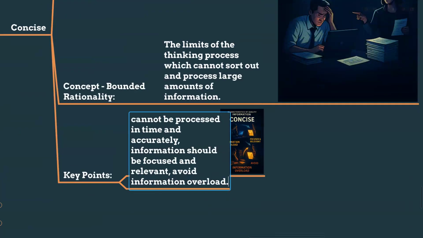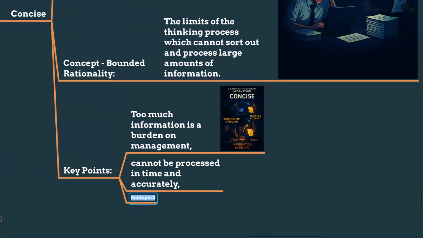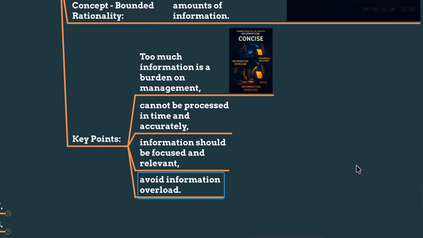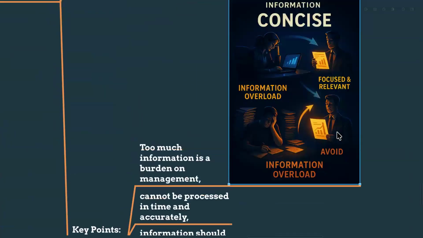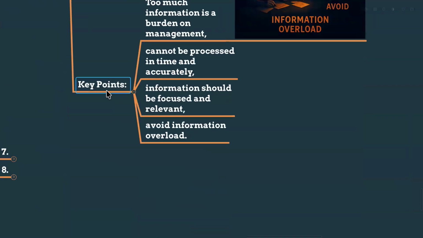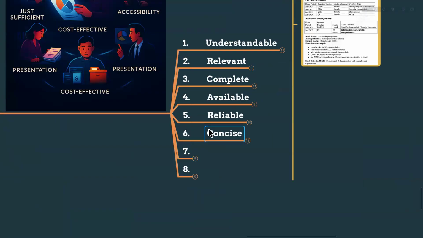When you are preparing reports, don't give irrelevant information that cannot be processed in time and accurately. Information should be focused and relevant. Please avoid information overload, right? We have to give very focused and relevant information. Please avoid over information, right? So these are the key points. You have to create concise information. When you are considering concise information, these are the key points.